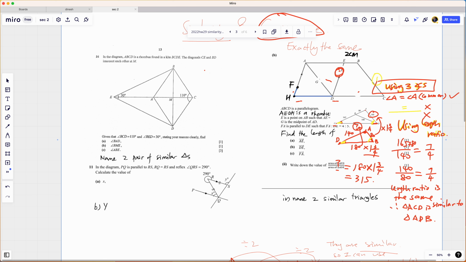Alright. I make use of the angles. Because for similar triangles, you have two options. Option 1, using the 3 angles. Option 2, with the length ratio. But in this case, there is no length for you, right? So you can only use angles. Okay, so this is one pair. One more pair.